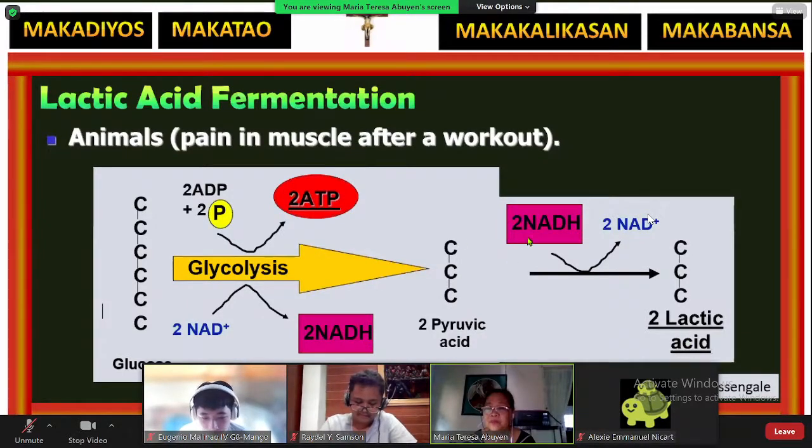Now here in the lactic acid fermentation, the NADH produced during glycolysis will undergo reduction to produce 2 molecules of NAD. Now, when these lactic acid molecules are accumulated inside our muscle cells, what happens is we feel pain.